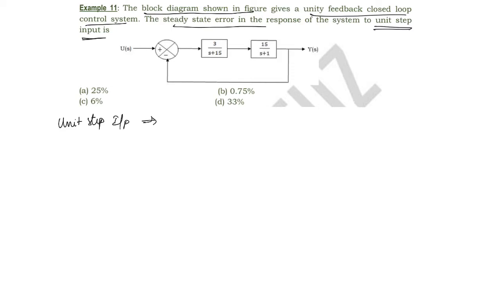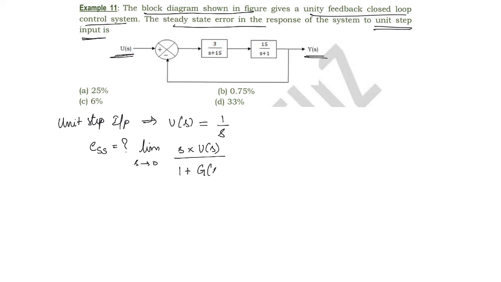Okay, so it implies that u of s, right? U of s is the input, y of s is the output. So u of s is given to be 1 by s. Okay, and we have to find out the steady state error. Okay, so what is the expression for steady state error? This will be equal to limit s tends to 0 s into the input function, which is u of s, divided by 1 plus the forward path transfer function g of s. Okay, so this is for a unity feedback system.